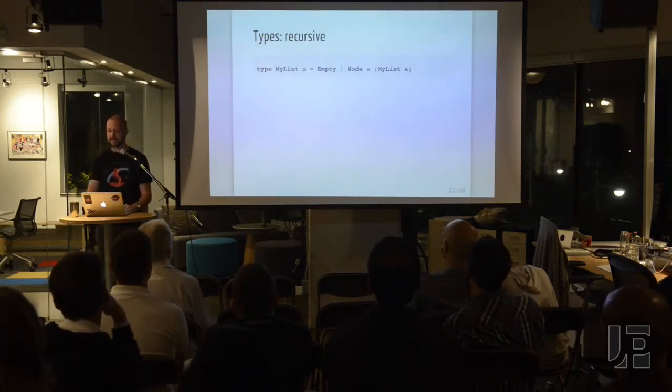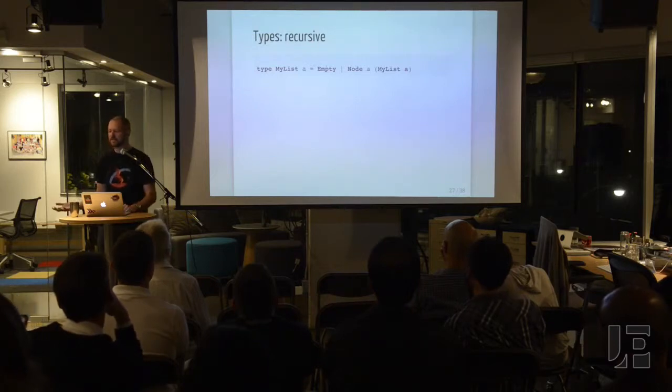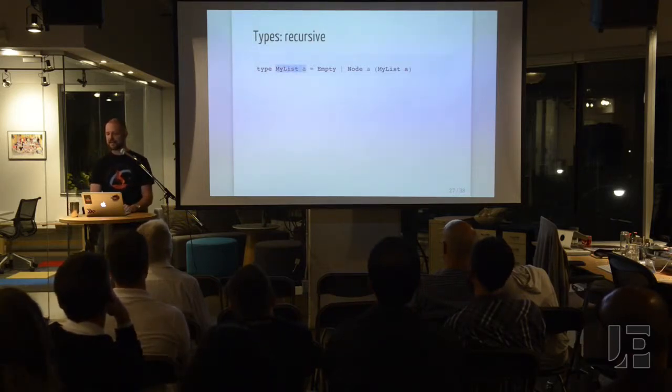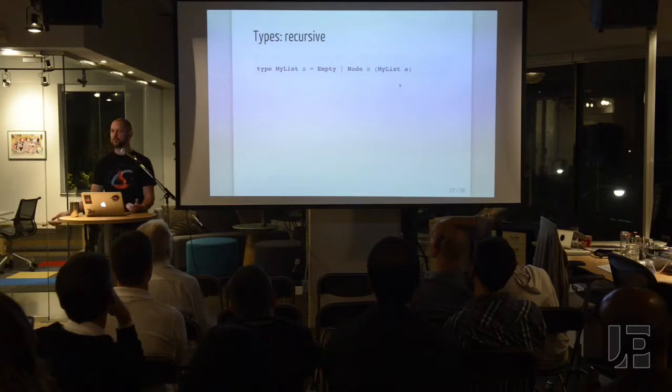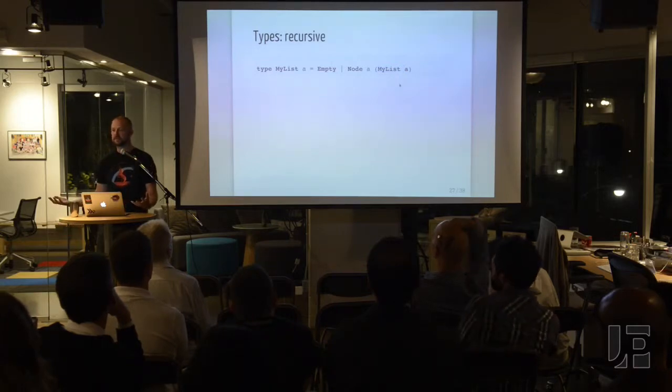Types are very powerful. I can easily create a recursive type in one line, say for a list. I can say a list of A's is either empty or it's a node of A with another list of A's. And boom, I've declared a way of building lists.